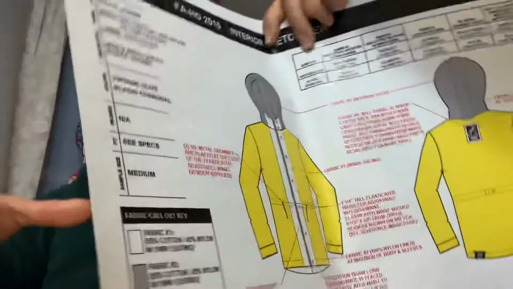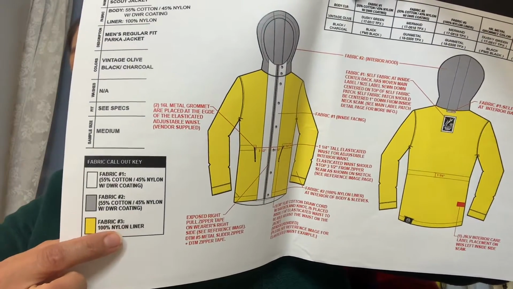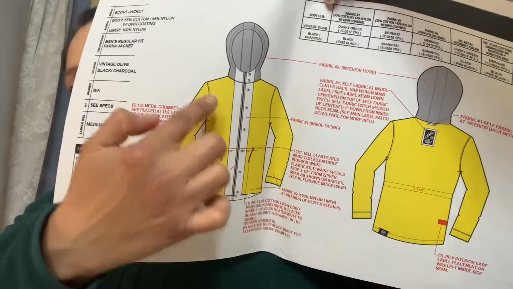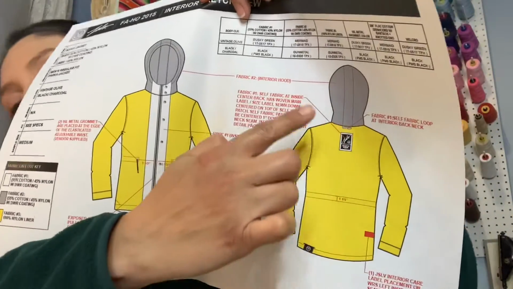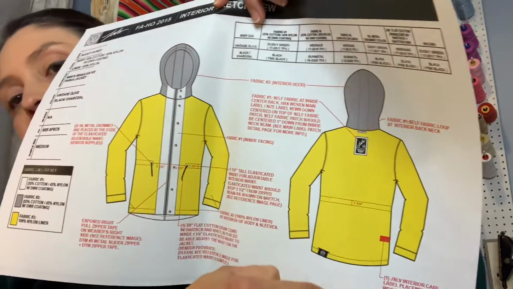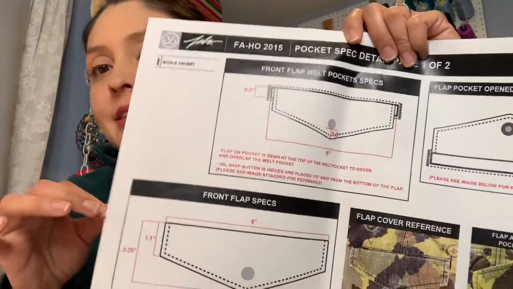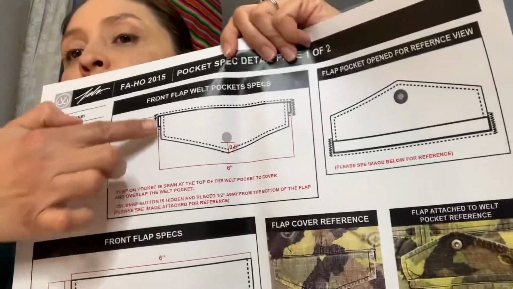Okay, so now the next one is the internal sketch, the inside of the fabric. The yellow is the fabric number 3, lining. And it's showing you here where the lining goes, exactly where to place the size tag of the item. So very, very detailed information. Here's another spec sheet detailed for the pocket. That's how detailed. Every little aspect that this item has, you have to spell it out.